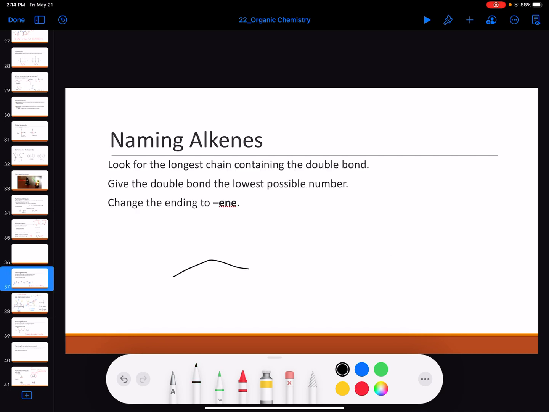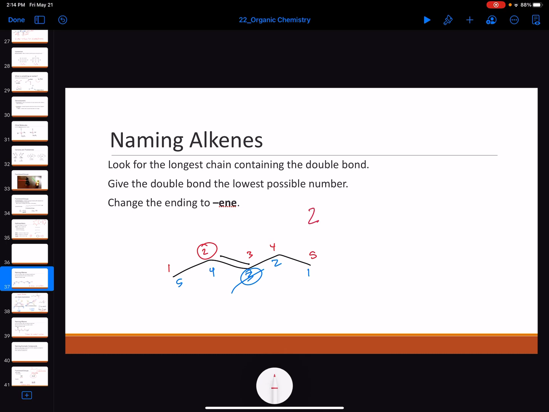So let's go ahead and just make sure that we know how to do this. So let's say I had a double bond here. Then I would go ahead and say, okay, 1, 2, 3, 4, 5. I could go with this. That would mean the double bond starts on carbon number 2. Or I could go this way, 1, 2, 3, 4, 5, in which case the double bond would start on carbon number 3. I don't like that, right? Because 2 is a lower number, so I would call this 2 and then pentene.